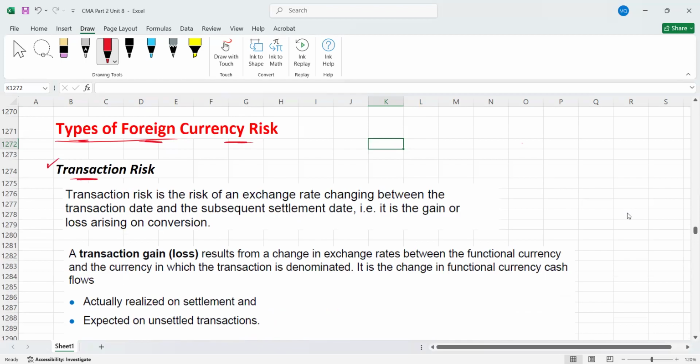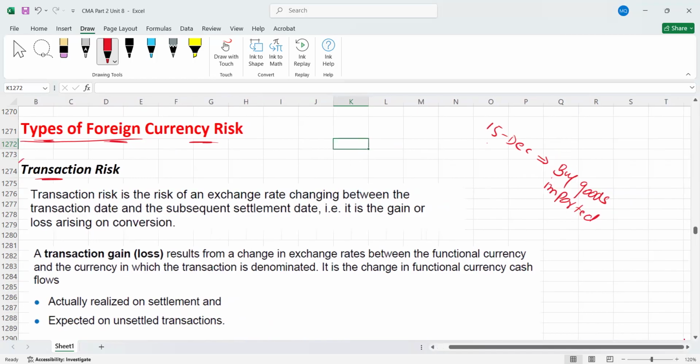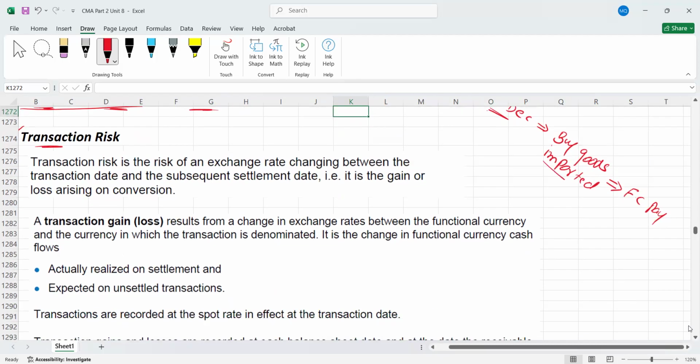Let me give you an example. Let's assume today is 15th of December and you are going to buy some goods from a foreign country. Simply, you are going to import some goods. Obviously, against these imported goods, you have to make a foreign currency payment. And I am assuming that this transaction is on credit.